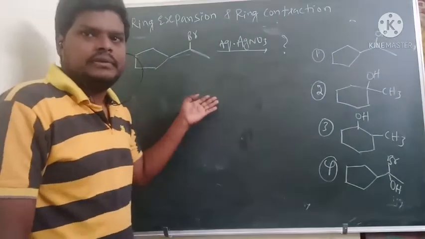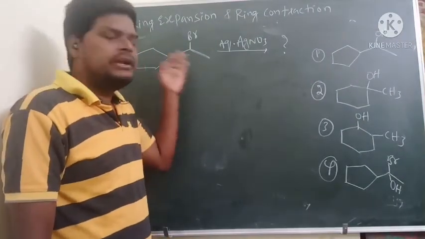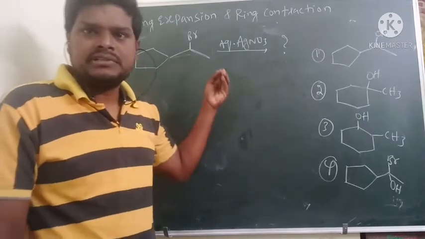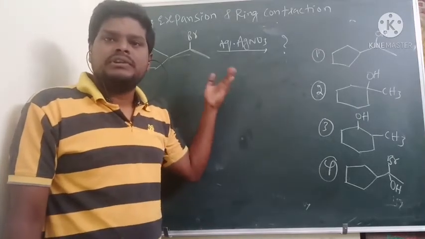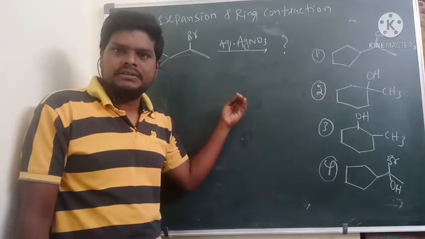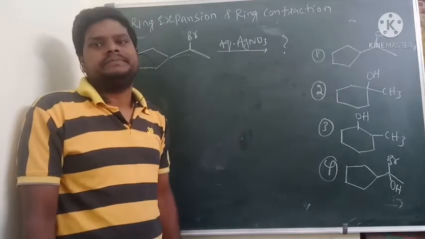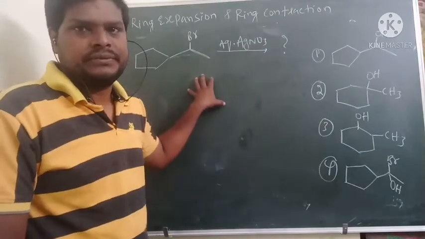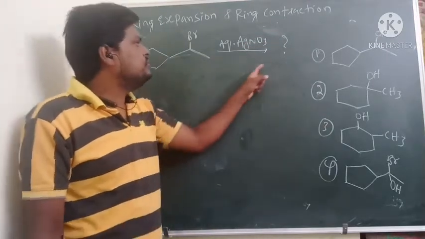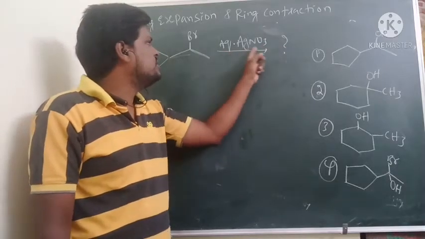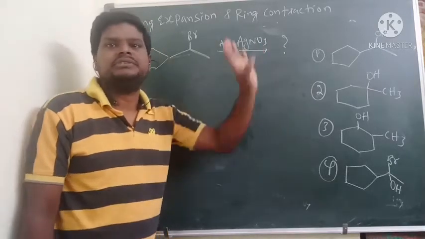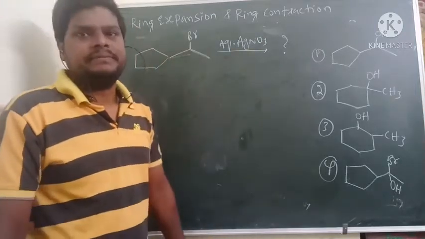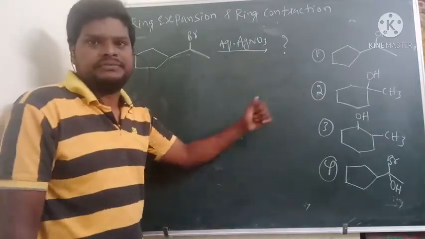Look here. This is a really very important question. It will help to understand the concept of ring expansion and ring contraction. And you have to pick which is the correct option for this question. Before that, you have to observe what the reagent is. Aqueous AgNO3 is the reagent. So let me explain what happened in this case, and which is the correct option.